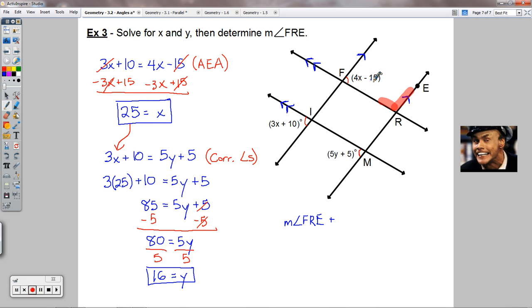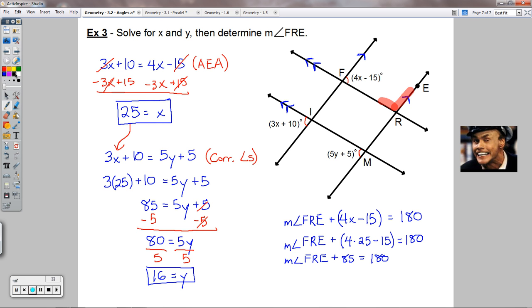FRE plus 4x plus 15 and 4x minus 15, excuse me, don't want to make that mistake again, equals 180. Now I can solve this for FRE, the measure of angle FRE. I know what x is, so I'm going to plug that in. I didn't have to use parentheses here, I just chose to. So I've got 4 times 25 minus 15. That means the measure of angle FRE plus this would be 100 minus 15. That would be 85.